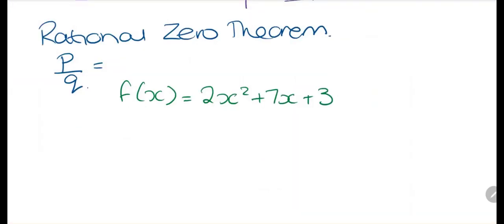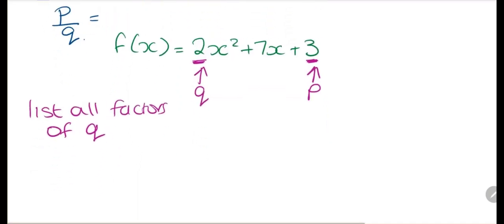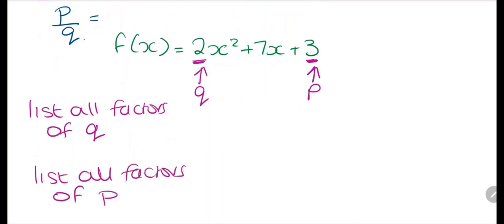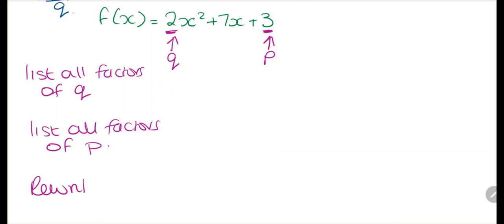So we have a function, and we said we look at the leading coefficient and the constant term. So the leading coefficient we're going to call q, and the constant term we will call p. Now to use the rational zero theorem, we need to list all the factors. So we're going to list all the factors of q, and then we're going to list all the factors of p, and we're going to rewrite them in the form p divided by q.